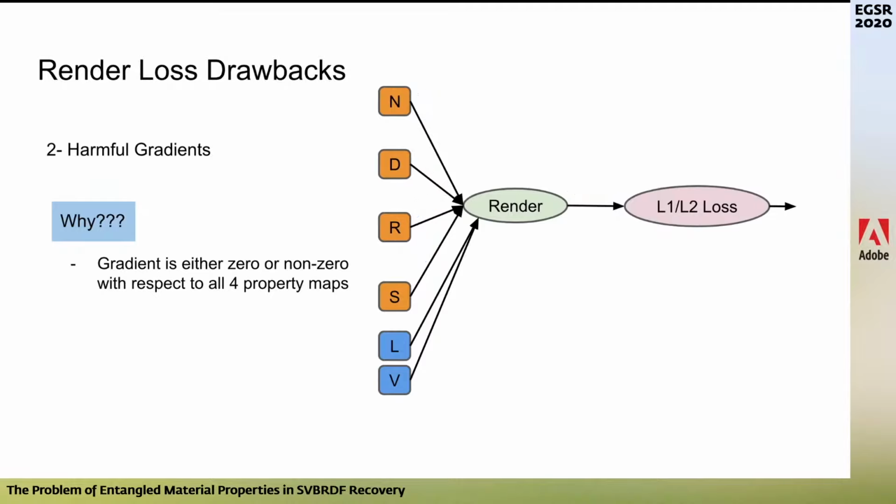Similarly, if during training the network finds a different combination of material properties that yields the same rendering while having incorrect individual maps, the rendering loss will have 0 gradients with respect to all 4 maps.